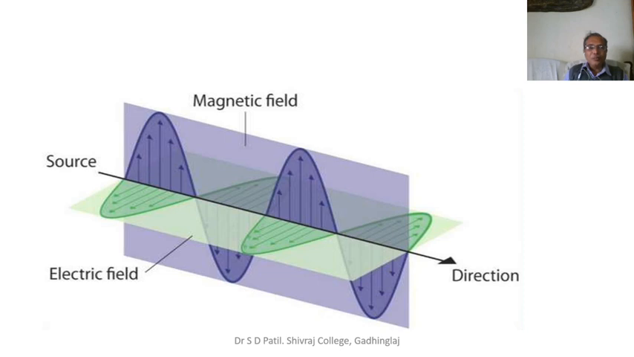So the wave is propagating, the direction is given, and you will find that from source to the direction, when the wave electromagnetic radiation propagates, there are two components, and these two components are one is because of electric field, other is because of magnetic field. So electromagnetic radiation means it is a combination of electric wave and magnetic wave. Both of these are perpendicular to each other and perpendicular to the direction of propagation.